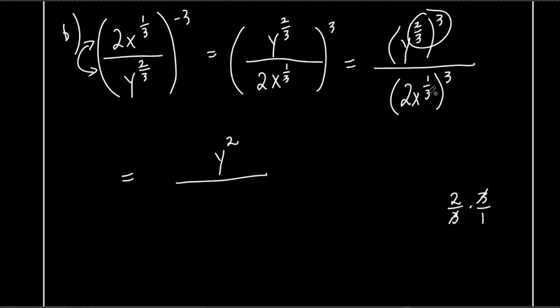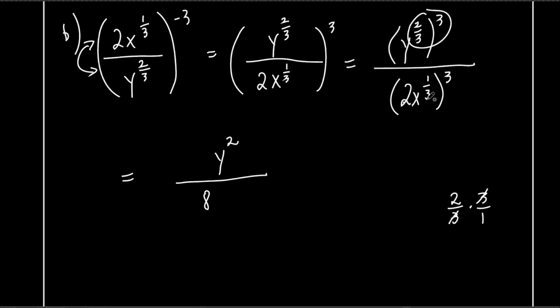Let's do this one right here. Now, you got to be careful on this one because you have a 2 and you have an x to the 1/3 all being taken to the 3rd power. You see that? So you got to do the 2 first. What's 2 to the 3rd power? 2 cubed. That's an 8. You should be able to do that in your head, right?